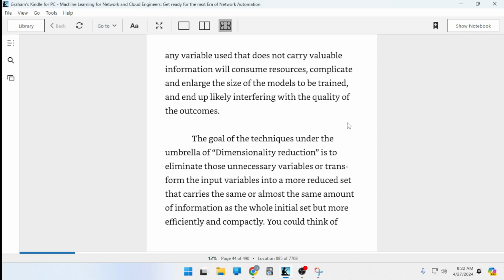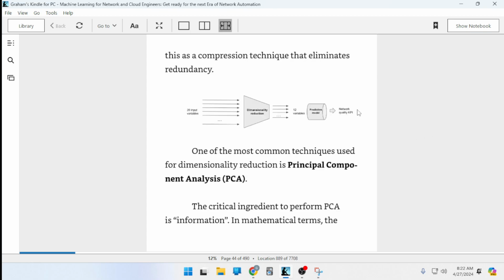The goal of the techniques under the umbrella of dimensionality reduction is to eliminate those unnecessary variables or transform the input variables into a more reduced set that carries the same or almost the same amount of information as the whole initial set, but more efficiently and compactly. You could think of this as a compression technique that eliminates redundancy.